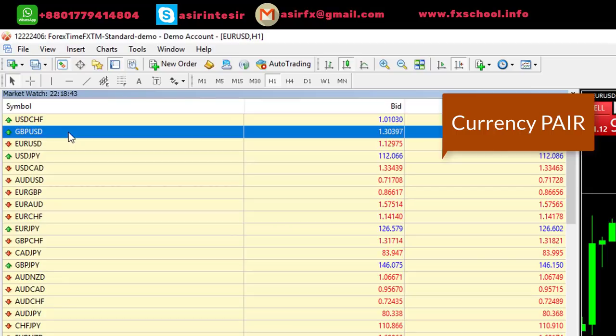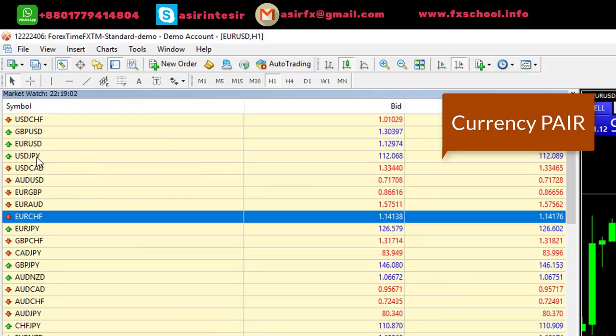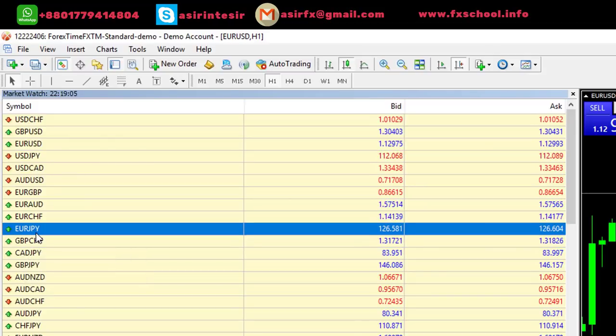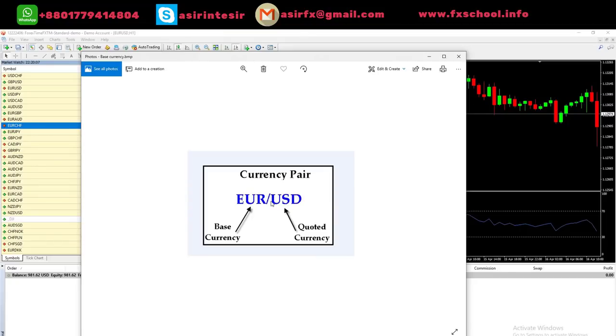So when we trade in this market we need a pair, like we need two currencies together to trade. For that we call it a currency pair. When two currencies come together, like Euro USD, GBP USD, you can see they are all together, everyone is two. So now it becomes a currency pair. In a pair like Euro USD, the first one is the base currency, and the second one is the quoted currency, or secondary currency, or optional currency, whatever you want to call it.